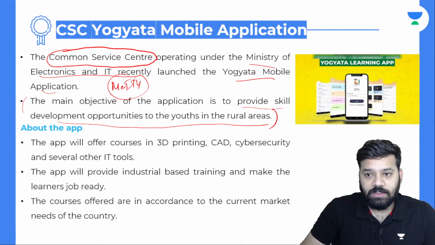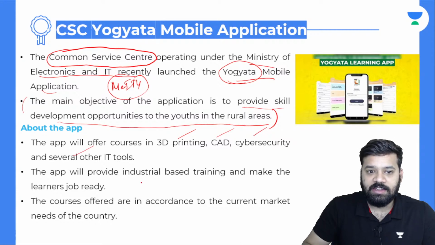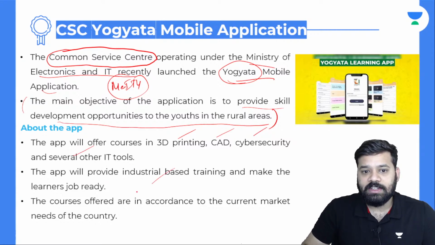So the Ministry of Electronics and Information Technology has come up with a new app. The name of the app is Yogita, and the reason it has come up with the Yogita app is to provide skill development for youth in rural areas. The app will offer courses in 3D printing, CAD, cybersecurity, and several other IT tools. The app will provide industrial-based training and make the learner's job easy. The courses offered are in accordance with the current market needs of the country.